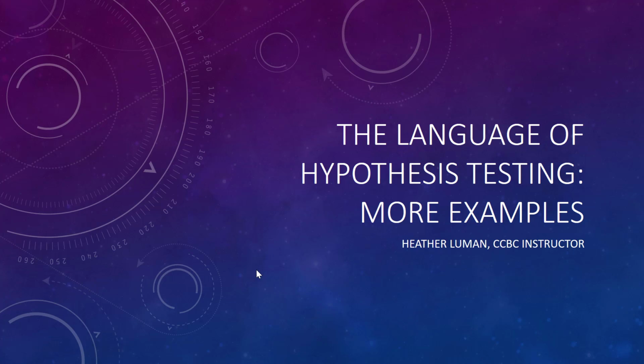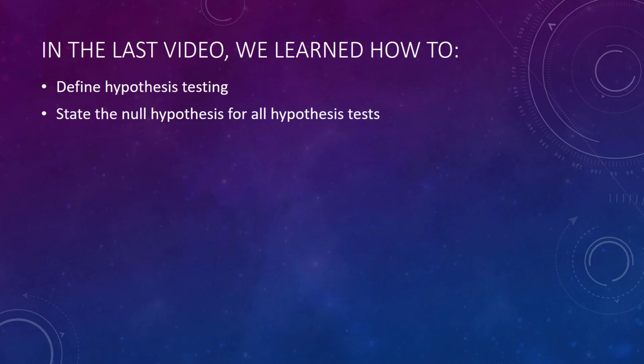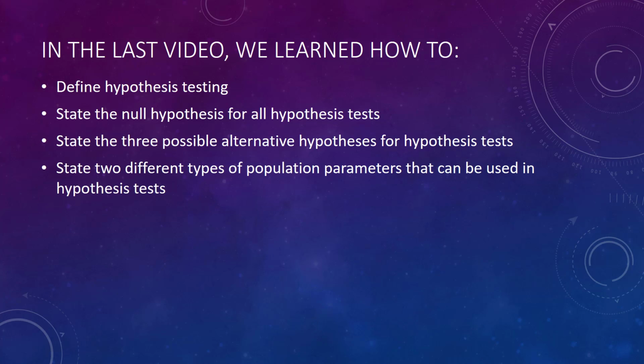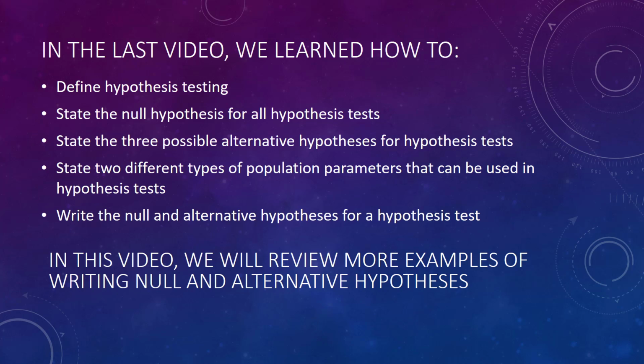Welcome to this video on the language of hypothesis testing, more examples. In the last video, we learned how to define hypothesis testing, state the null for all hypothesis tests, state the three possible alternative hypotheses for hypothesis tests, state two different types of population parameters that can be used in hypothesis tests, and write the null and alternative hypotheses for a hypothesis test. In this video, we will review more examples of writing null and alternative hypotheses.